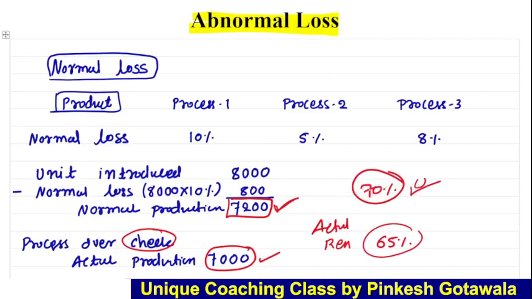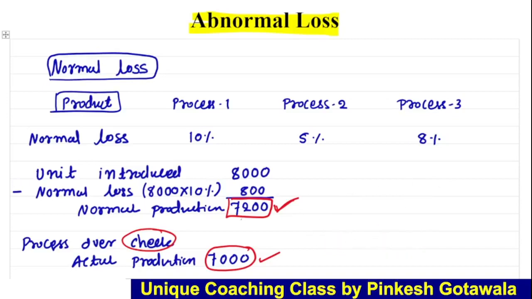So same point here. Okay, as per their calculation, they will get normally 7,200 unit production, but actually they get 7,000. So you can see that there is a loss of 200, and this loss is called abnormal loss. Okay, so 7,200 ની સામે only 7,000 થયું, ઓછું production થયું છે. So that is called abnormal loss. Clear? What is abnormal loss?